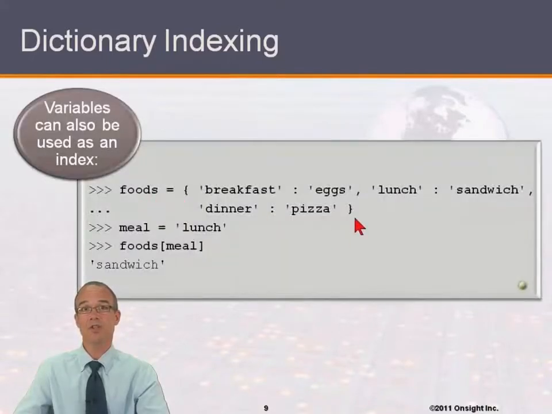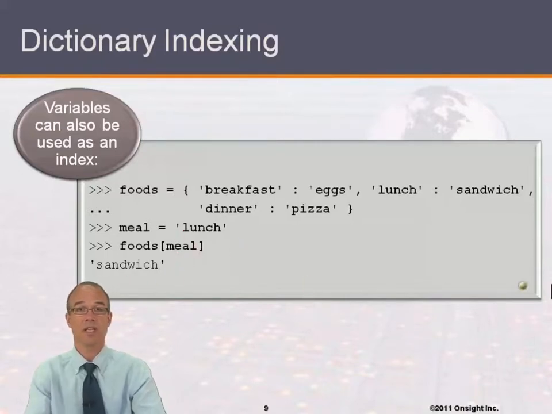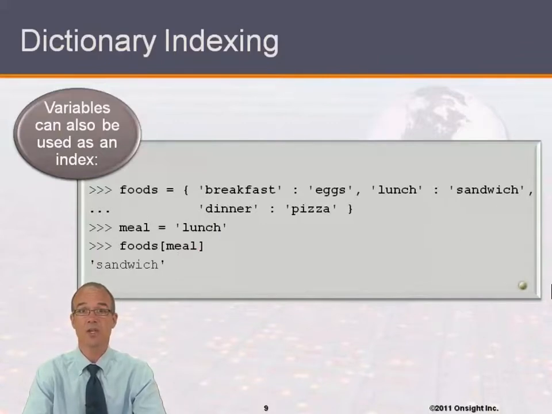So let's create the same dictionary for foods. Assign meal lunch and then index with meal. So when we index with meal, it's as if we index with the literal lunch. We get sandwich. So I can index into a dictionary with a string or with a variable that contains a string, and we just put them within the square brackets.